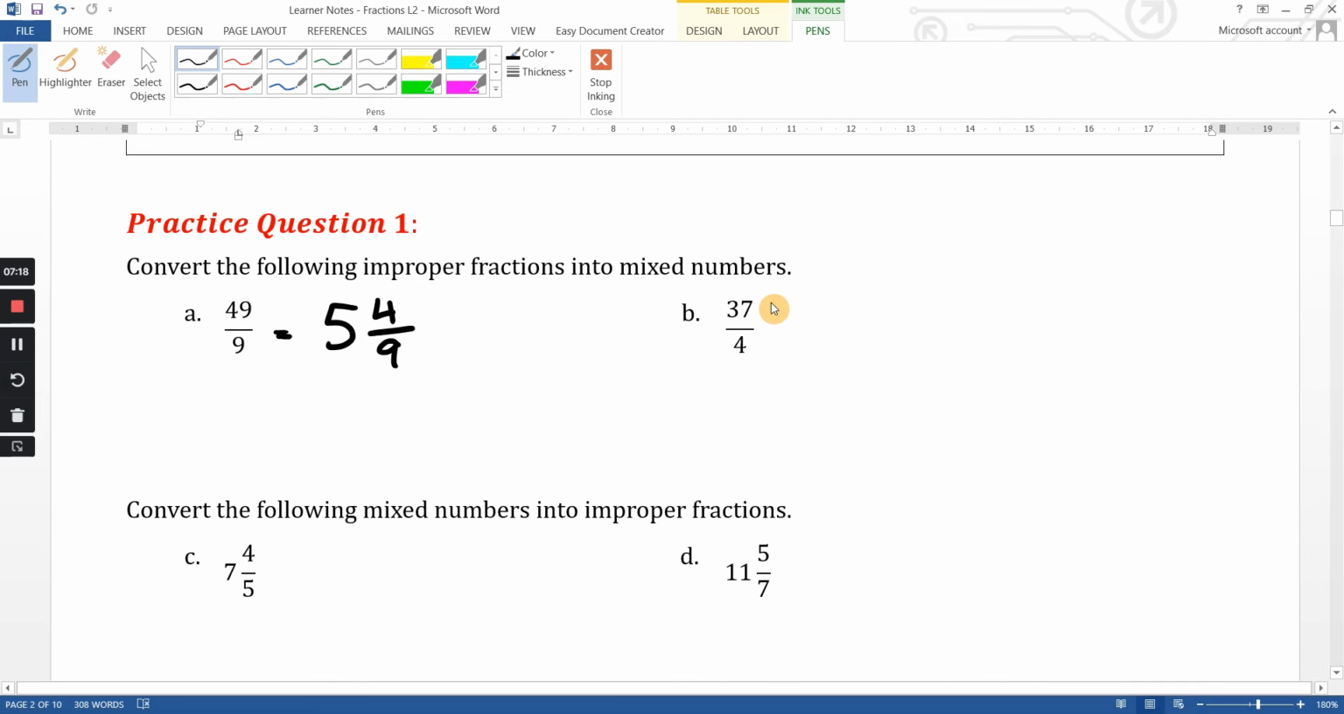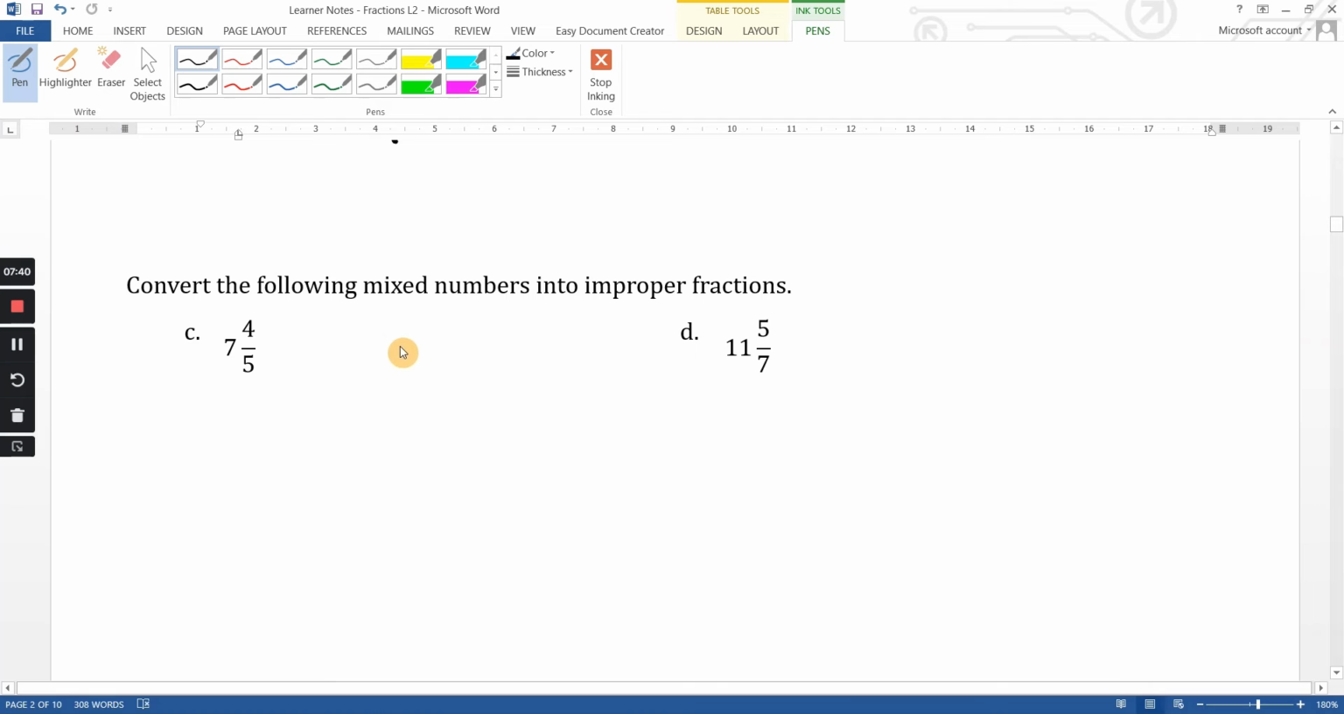Next one, how many 4s go into 37? That's going to be 9, because 9 4s are 36. I've got a remainder of 1, and my denominator is 4, so that's that done.